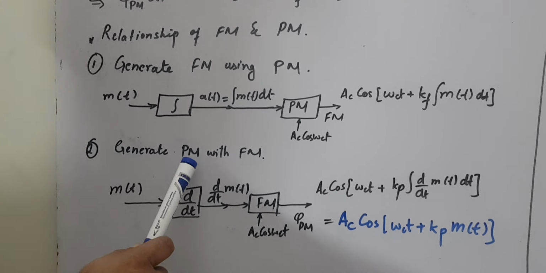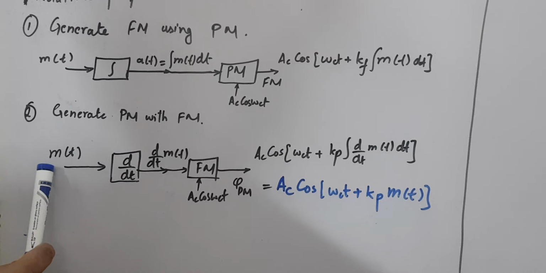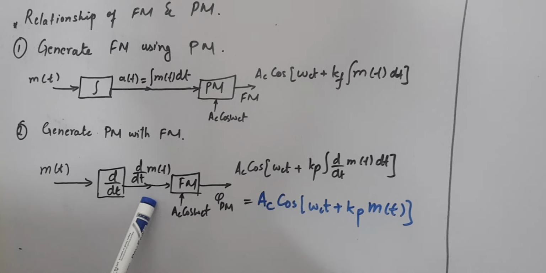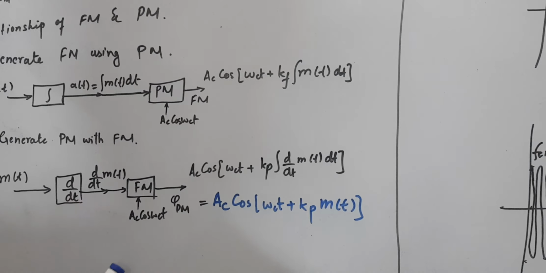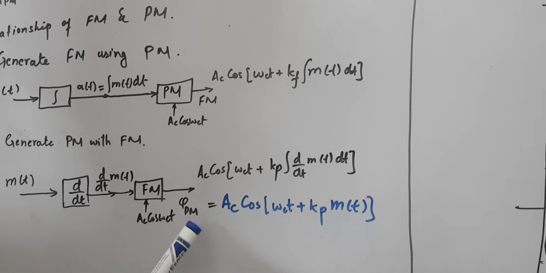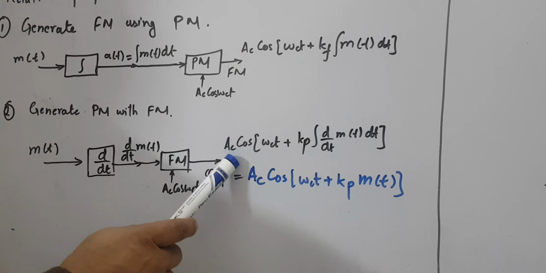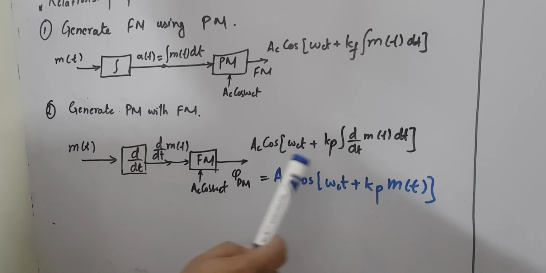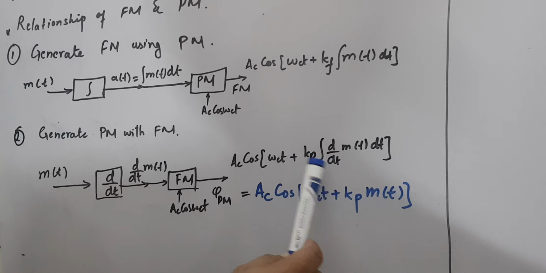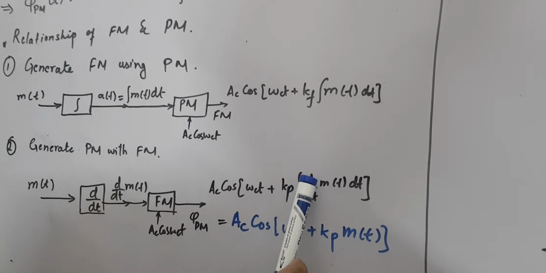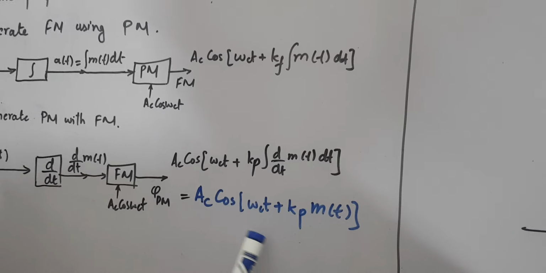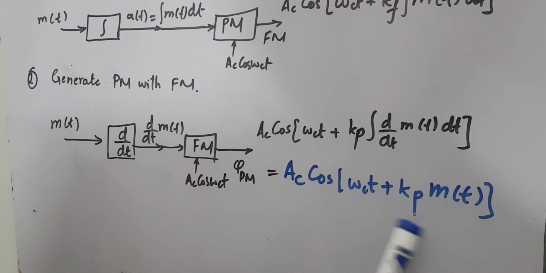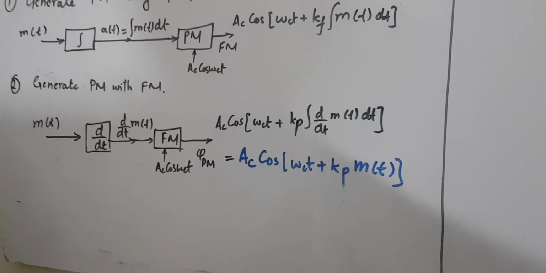Similarly, you can generate phase modulation with the FM. Take the message signal, pass it through the differentiator, and then feed that to the input of the FM modulator with Ac cos omega_c t, and then you will have the phase modulated signal Ac cos(omega_c t plus k times the integral). You know that FM basically integrates whatever signal it has as its input. So the integral of the differentiation of m(t) is cancelled, and you have remaining Ac cos(omega_c t plus kp m(t)), where kp is the sensitivity of the modulator.